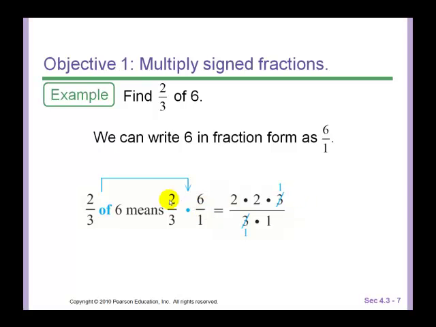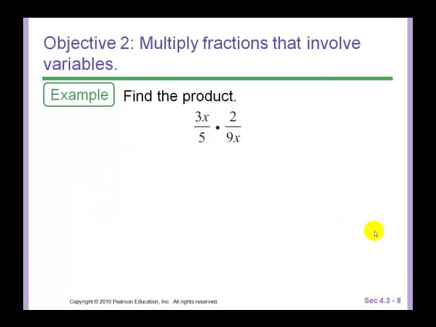Again, you could just multiply. 2 times 6 is 12, and 3 times 1 is 3, and 12 divided by 3 is 4. Or you can use the prime factorization. 6 is 2 times 3, cancel out the 3's, you get 4 over 1, which is 4. Again, I don't care which method you use. Had you done 2 times 6 divided by 3, it's very obvious that 12 divided by 3 is 4. Find the product. 3x over 5 times 2 over 9x.